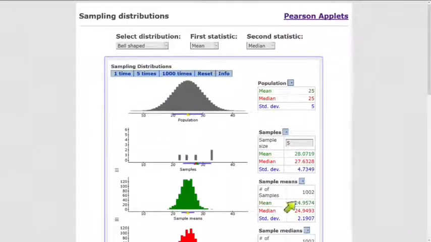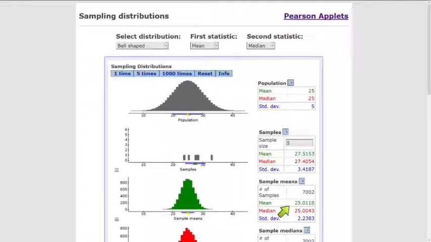But we've only run 1,000 samples. Let me run a few thousand more samples. Now I have a total of 4,002 samples. Notice that the distribution is even a better bell shape than it was before. Notice that the mean of our collection of X bars is even closer to 25 than it was before. And notice that the standard deviation is even closer to 2.236 than it was before. And if I run a few thousand more samples, we'll see that it gets even closer.